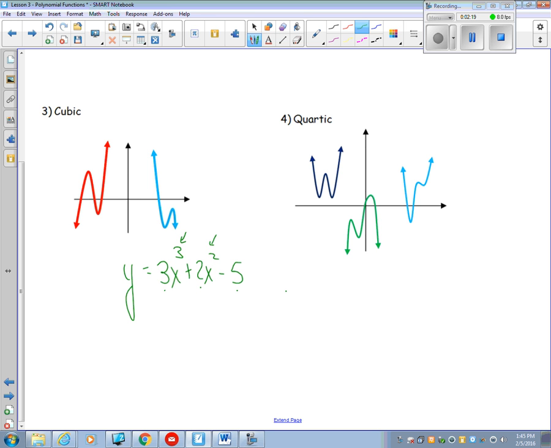And the fourth one, a quartic, that would be a power of 4. So maybe x to the 4th minus 2x cubed plus 0.1x squared maybe. Again, my coefficients are real, they exist. It's okay that we have decimals for coefficients. It's the exponents where we have to have whole positive numbers. So again, those are all different types of polynomials.